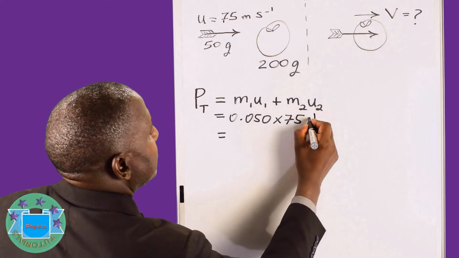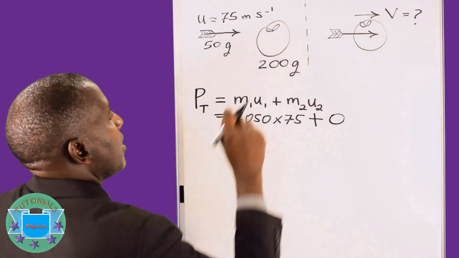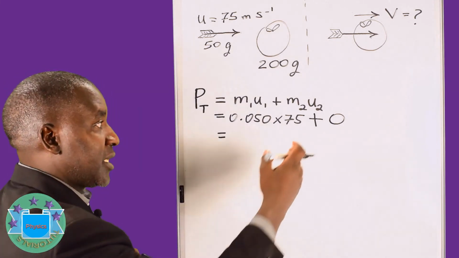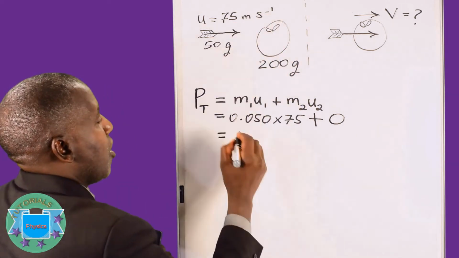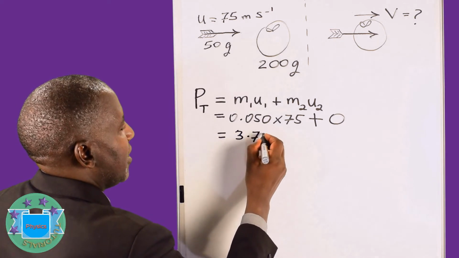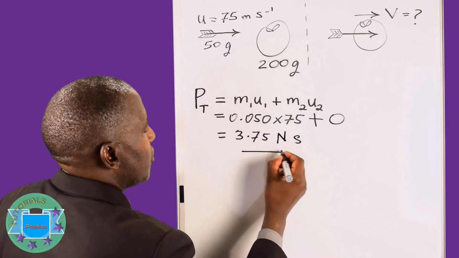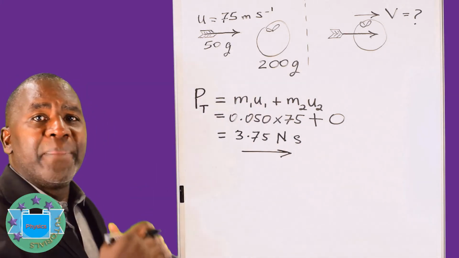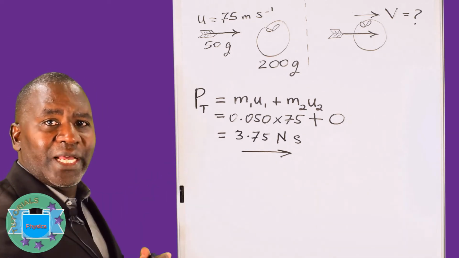By the way, the fruit's term is 0 because the fruit is stationary, it is not moving, so its momentum is 0. So the total momentum is actually the momentum of the arrow, which is 3.75 kilogram meters per second, or Newton seconds, to the right. This is the total momentum of this system before they collide.